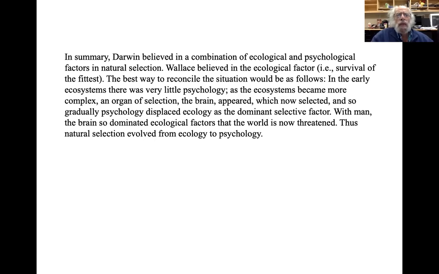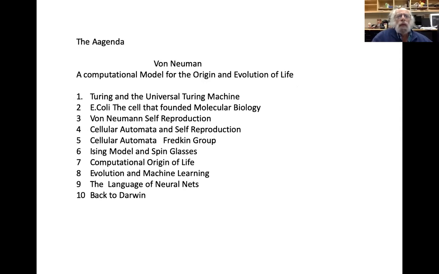The best way to reconcile this situation would be as follows. In the early ecosystems, there was very little psychology. As the ecosystem became more and more complex, an organ of selection, the brain, appeared, which now selected. And so gradually psychology displaced ecology as the dominant selective factor. With man, the brain so dominated ecological factors that the world is now threatened. Thus, natural selection evolved from ecology to psychology. And that is the end of the thing. And you can see if I have gone through the agenda correctly.